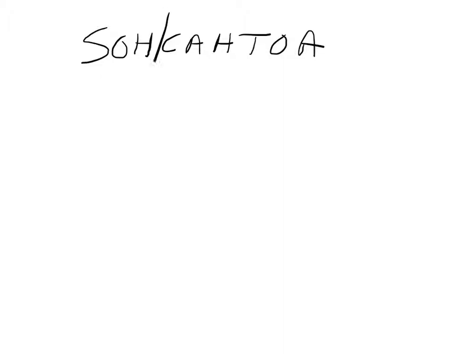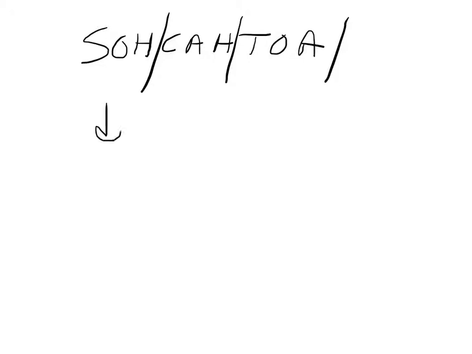So 9.1 is basically your review of SOHCAHTOA. Sine is opposite over hypotenuse, cosine is adjacent over hypotenuse, tangent's opposite over adjacent.